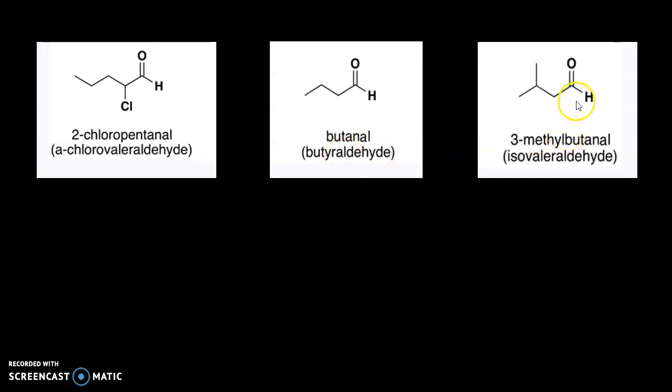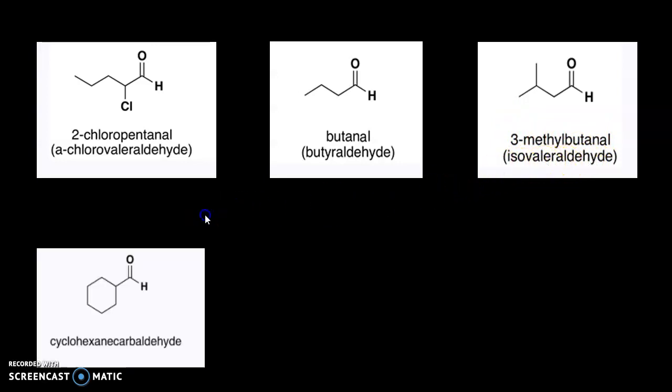Now see this compound. If we start numbering from this carbon, it will become 1, 2, 3 and 4. That means 4 carbons are there, so it is butane, and the E of butane will be replaced by AL, so it will become butanal, and at the 3 position there is a methyl group, so the name will be 3-methylbutanal. Isovaleraldehyde is the common name.